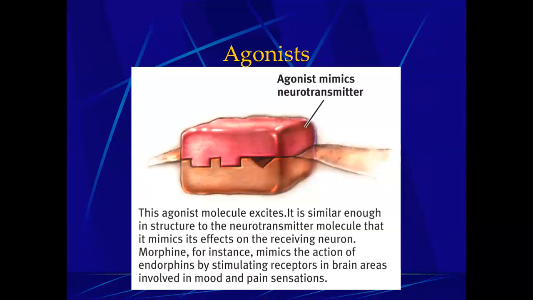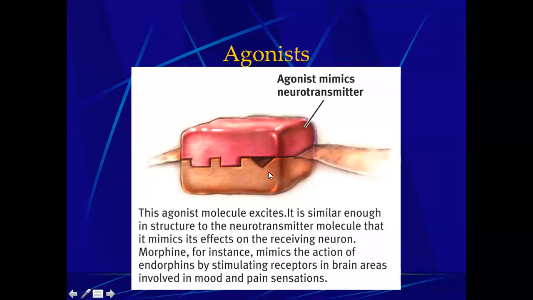Now, what I like about this picture is neurotransmitters are three-dimensional structures. They're not two-dimensional, right? So you can see the three-dimensional nature of a neurotransmitter. Now, an agonist is a kind of molecule that mimics the process of a neurotransmitter. Now, in the pink, that is the agonist. In the brown, that is the receptor site.